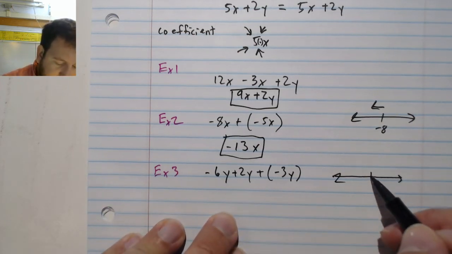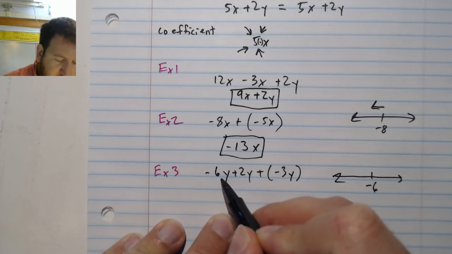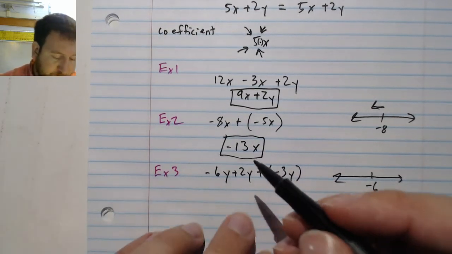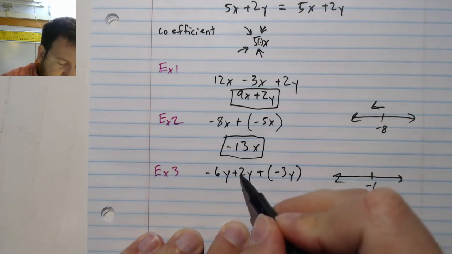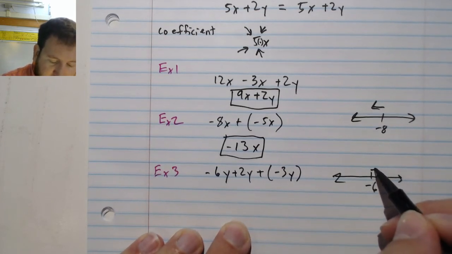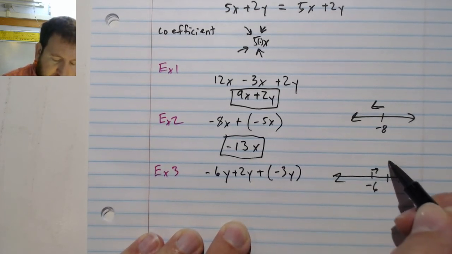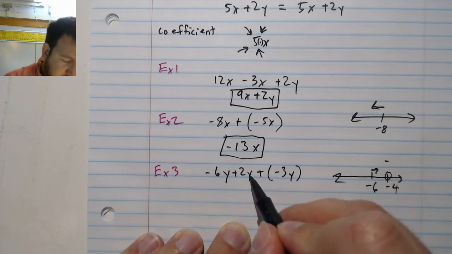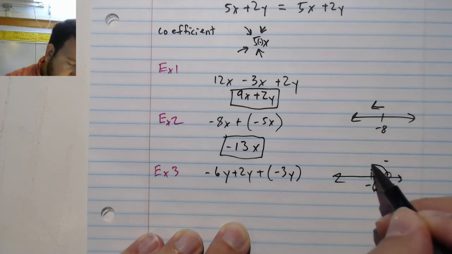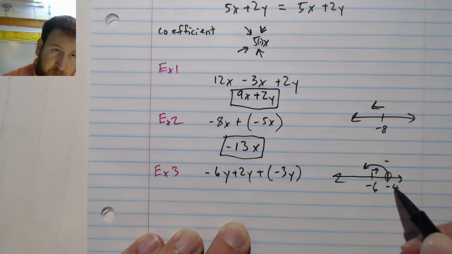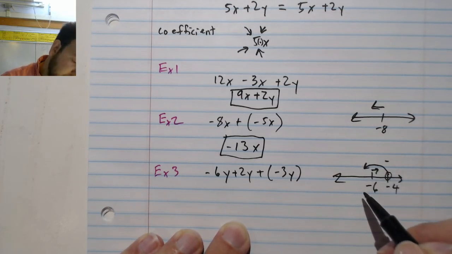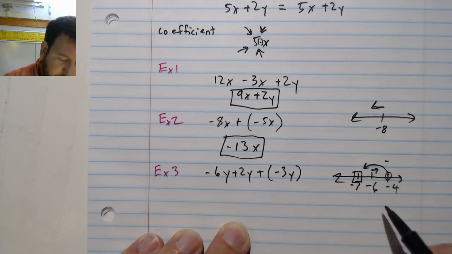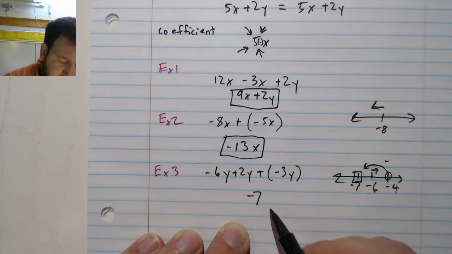So if I start at negative 6, first I need to check, do I have like terms? Yeah, I can add all these together because they're all y. It's fine. So I have negative 6. I'm going to add 2, so I'm going to go 2 this direction. Puts me at negative 4. Then I need to subtract 3 more in this direction. So I'm going to move 3. So 3 in this direction would be 7. So I'm going to end at negative 7. So I have negative 7y.